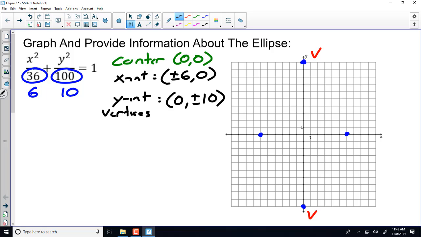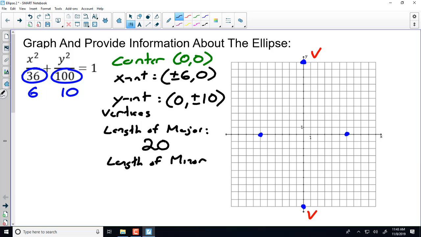And even before I draw my ellipse, I know that the length of my major axis is going to be 20, and the length of the minor axis is going to be 12. 2 times 10 for the major, 2 times 6 for the minor, which you'll notice are these numbers over here, 6 and 10. Okay, let's go ahead and draw in our ellipse.